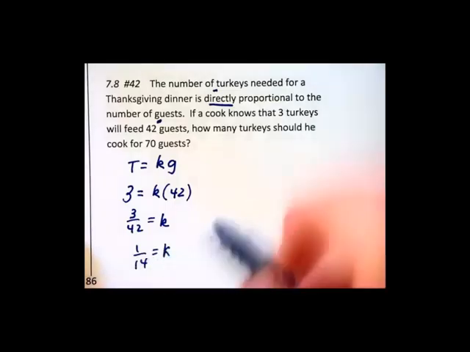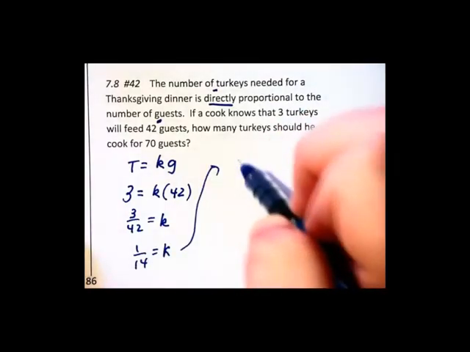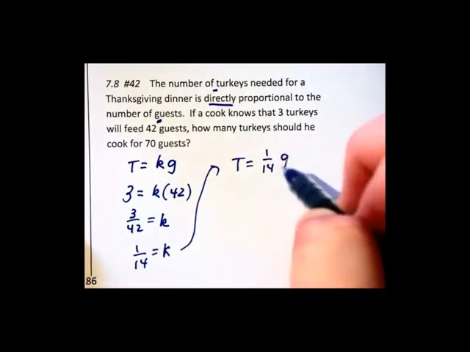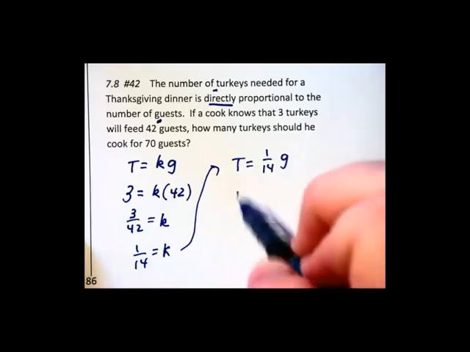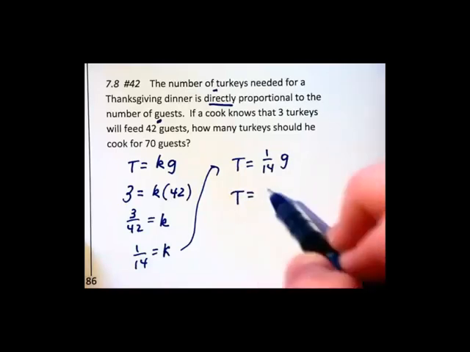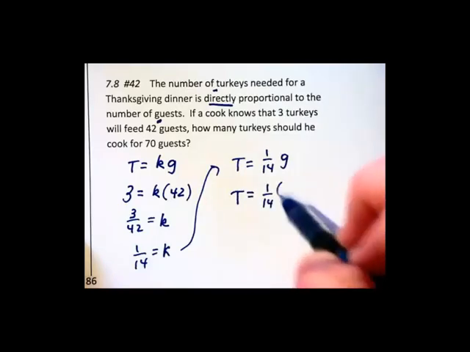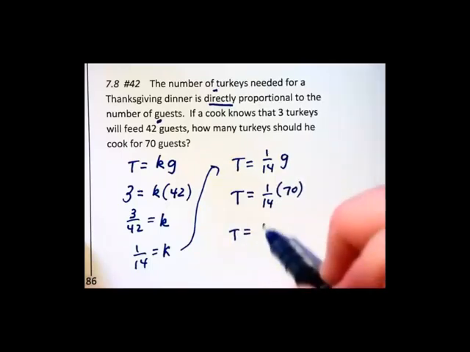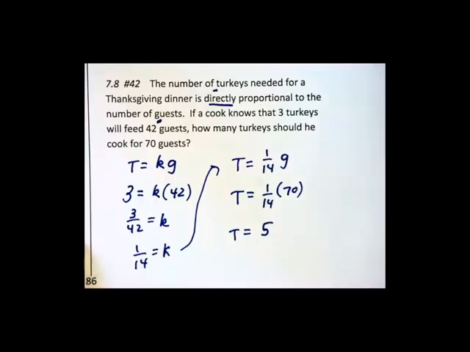That equals our K. Now let's write our general equation here. We get 1/14 the number of guests. So if we're trying to solve for T, the number of turkeys, we'll substitute in 70 for the number of guests, divide that by 14, and find out that 5 turkeys is the number of turkeys needed to feed the 70 guests.